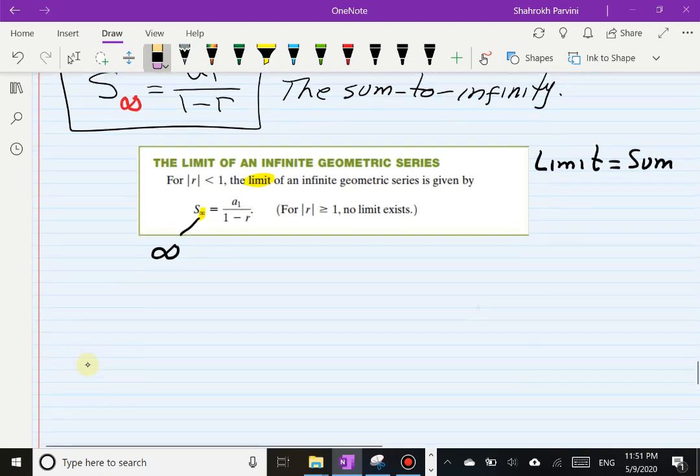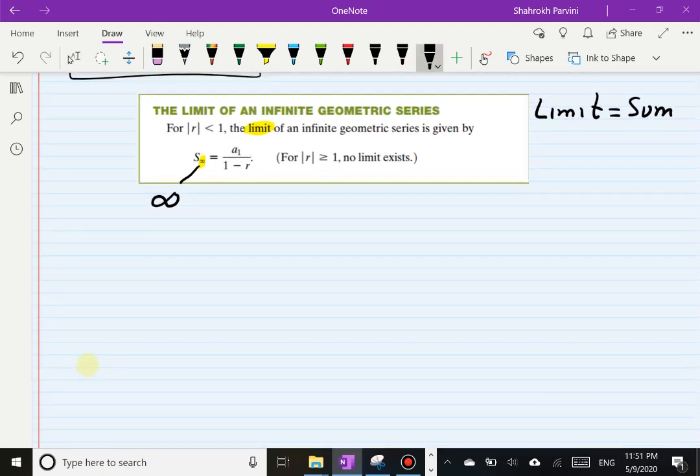Let's take a look at an example now, exercise number 44 in your book. You're given the series 80 plus 20 plus 5 plus 5/4 plus dot, dot, dot. So we're given an infinite series. The question reads: determine whether each infinite geometric series has a limit. Remember, limit means sum. Does it have a limit means does it have a sum? If a limit exists, meaning if the sum exists, find it. So that's what we want to do.